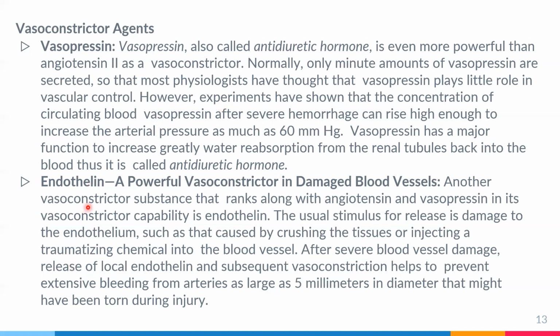Next, we move on to another vasoconstrictor agent, which is endothelin. Endothelin is a powerful vasoconstrictor in damaged blood vessels. Endothelin is another vasoconstrictor substance that ranks along with angiotensin and vasopressin in its vasoconstrictor capability.